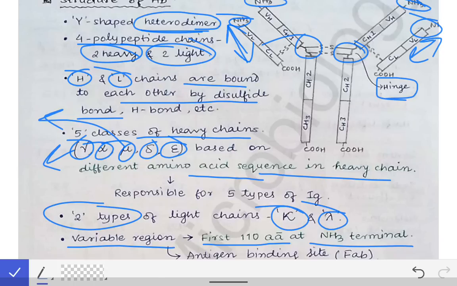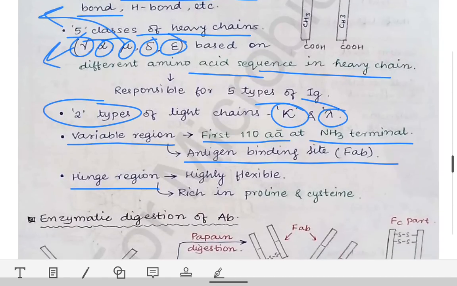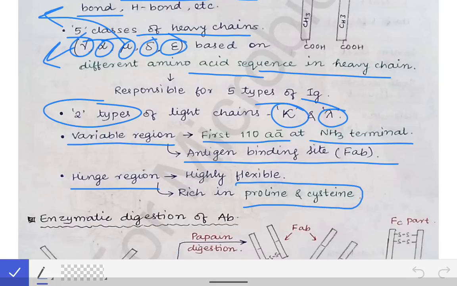This hinge region is a very flexible area. Why is there flexibility in that antibody? That is because of the proline and cysteine amino acids being present at that point. You must know from your biochemistry knowledge that these amino acids provide flexibility in the amino acid chain or polymer. Since antibodies are rich in proline and cysteine in that area, it is very flexible and is called the hinge region.